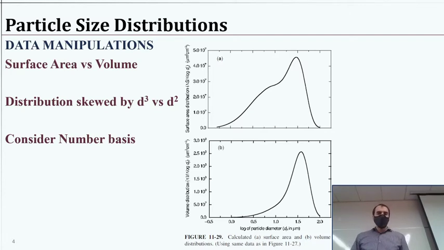So here we have two different plots to highlight that difference between surface area and volume as a metric for analysis. Plot A here has the surface area distribution on the y-axis, so what amount of the total particle surface area exists because of a particle at this given size. And this is a log plot, so technically it goes slightly negative. That just means we're going under 1 micrometer because they're plotting in micrometers. So log of 0.1 is a negative number, and that's the reason we have negative numbers here.